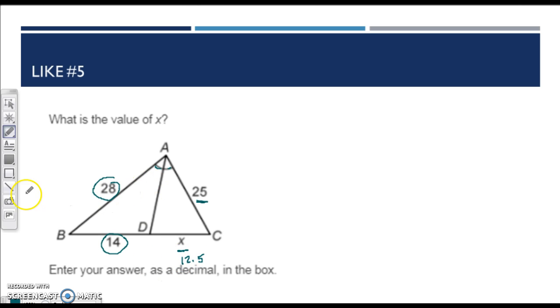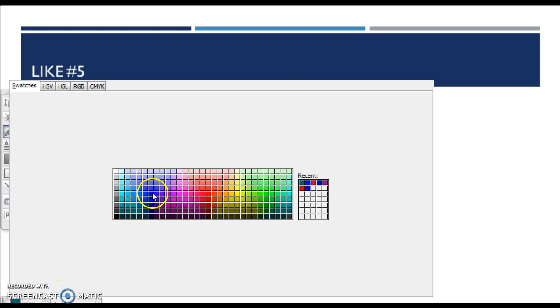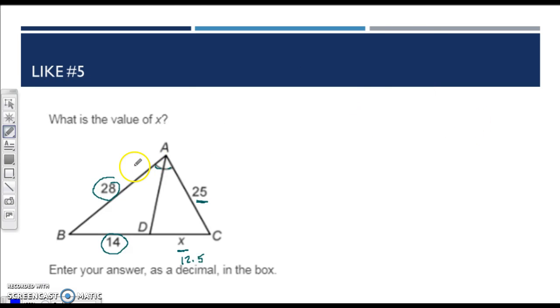But I'm going to go ahead and set it up as a proportion for those of you who prefer that method, and also just to check my answer. Okay, so the first thing I'm going to do is set up my ratios, and I'm going to say 28 over 14, because that's on the left triangle, equals, and I'm going over here to the right triangle now, and I'm going to say 25 over x.